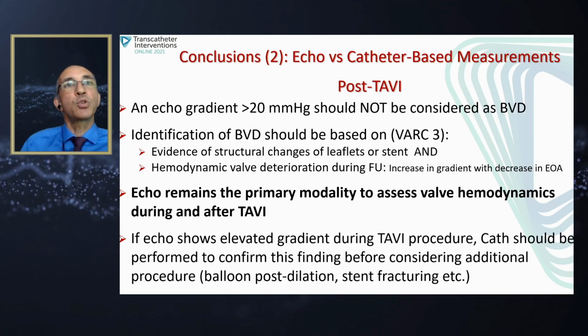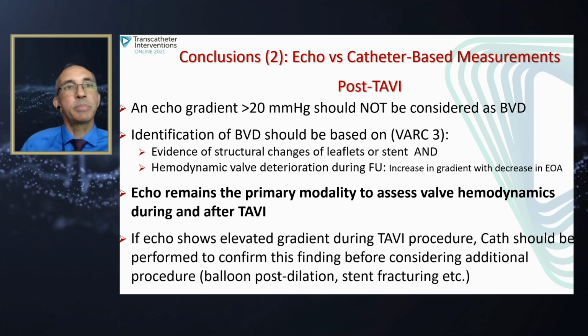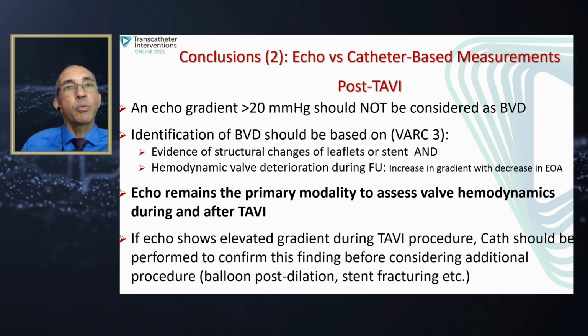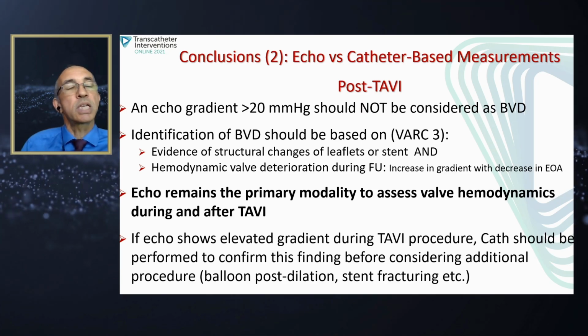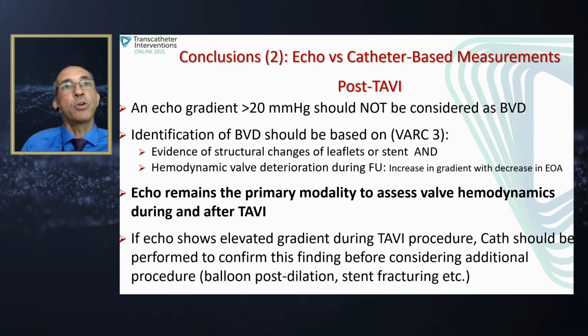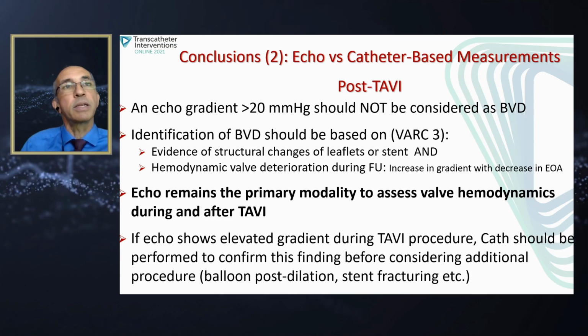So more than the absolute value of gradient or AVA, what is important is the delta during follow-up, is a decrease, is a deterioration. And echo will remain the primary modality to assess valve hemodynamics during and after TAVR. We're not going to cath the patient for follow-up. So we'll still use echo, but I think we have to learn how to use and interpret the echo findings.